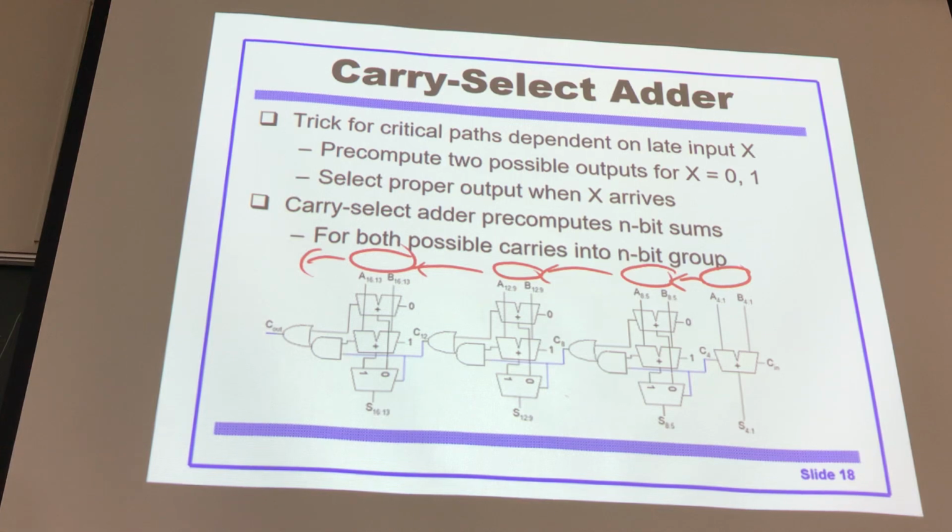And again, for either version, you can derive the sum, because you have already got a result for the sum, but there are 2 versions. As long as carry in arrives, you know which one should be chosen for your output. Okay. Any question?